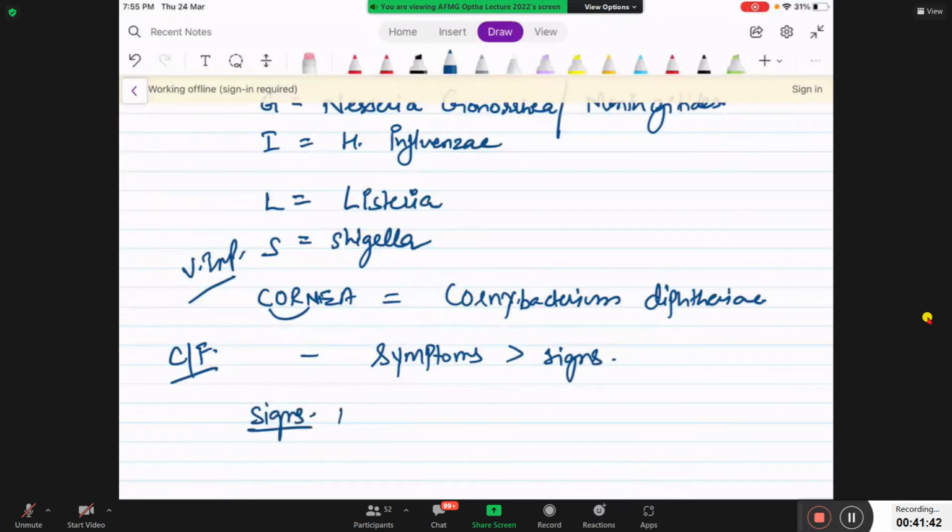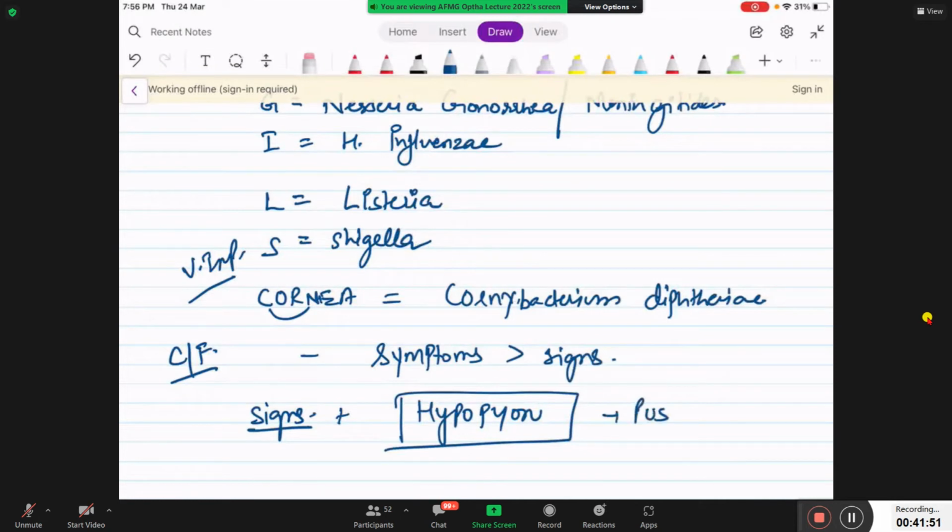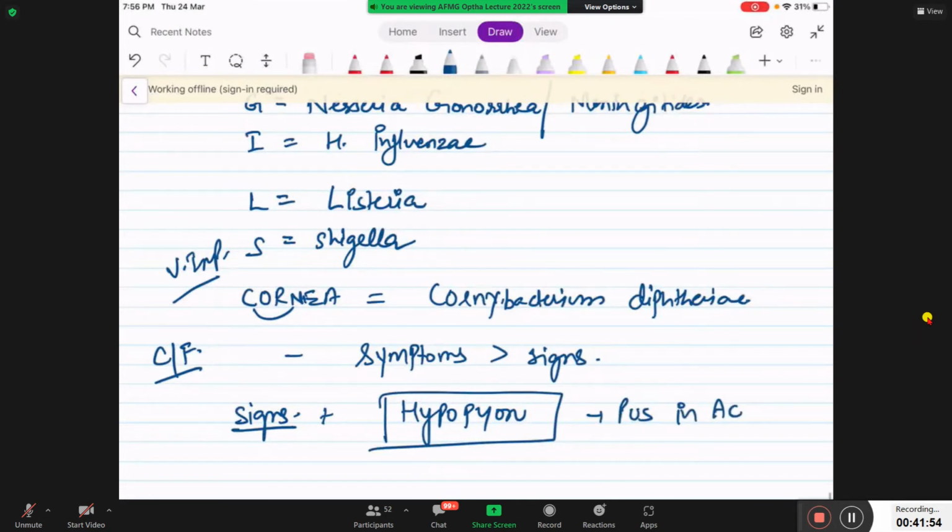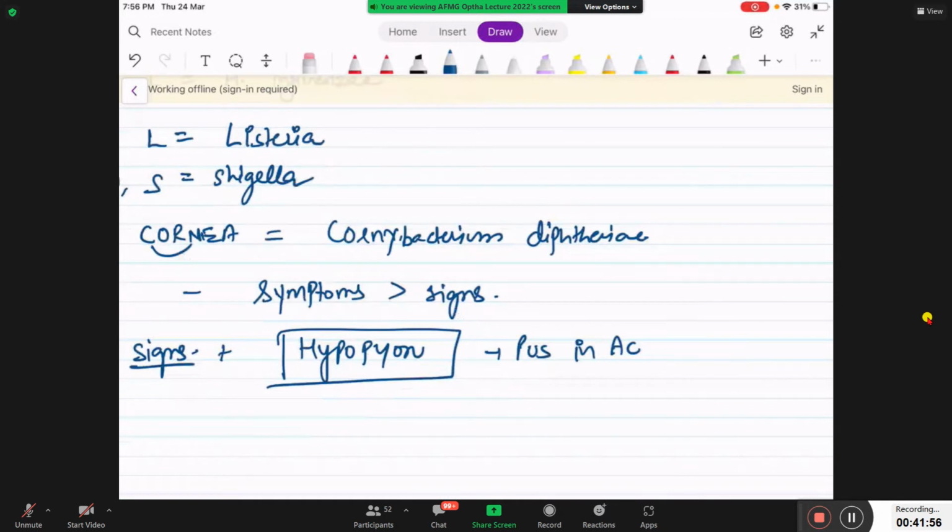Write down the signs of bacterial corneal ulcer. You will see hypopyon. What is hypopyon? Hypopyon is pus in the anterior chamber. AC is the anterior chamber in which aqueous humor is present, right? So when pus is present in the anterior chamber, that condition is called hypopyon. There is very severe inflammation inside the eye. And this hypopyon is sterile, plus it is mobile. Important question. Sterile and mobile.